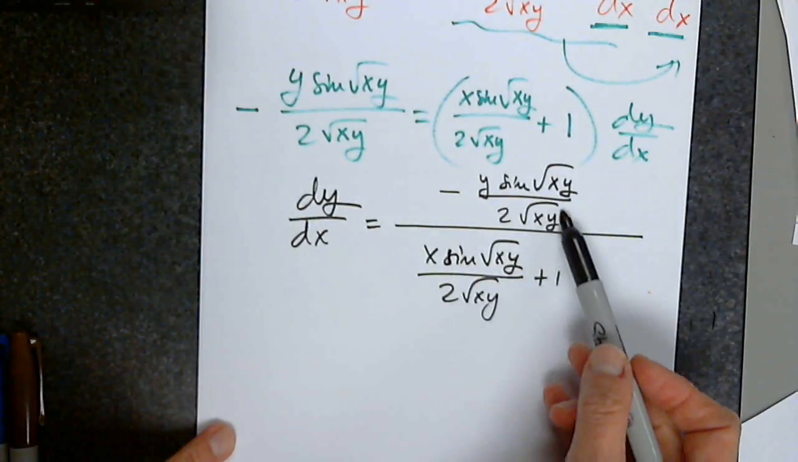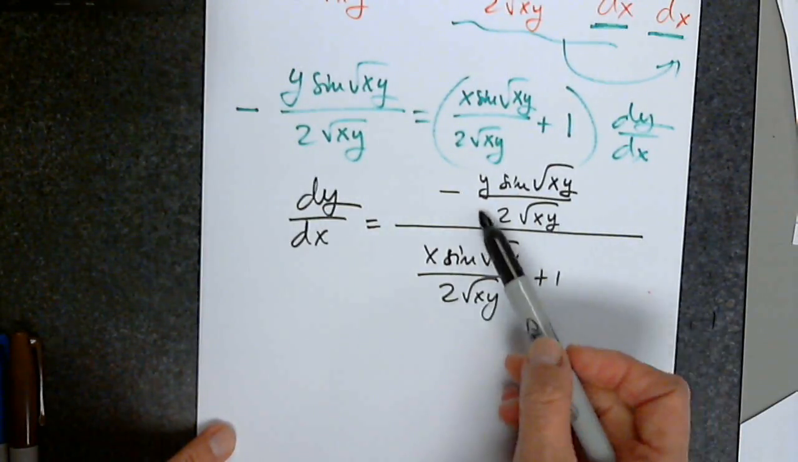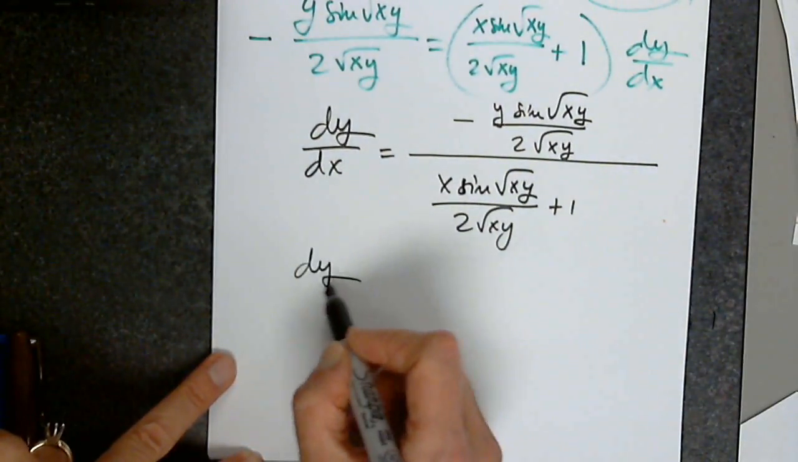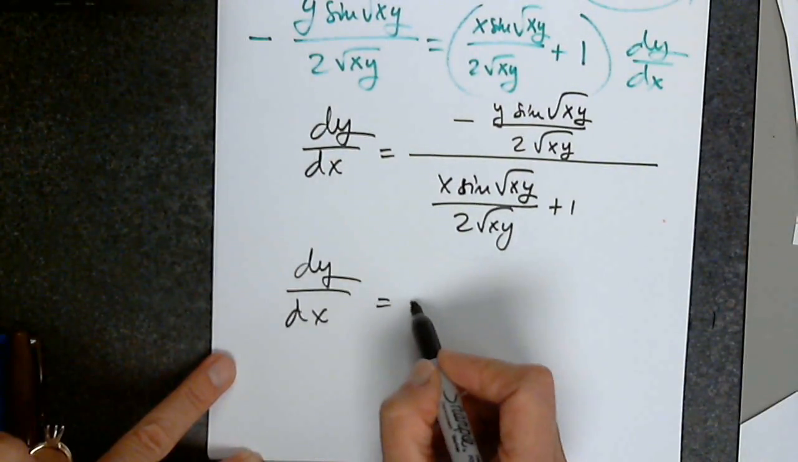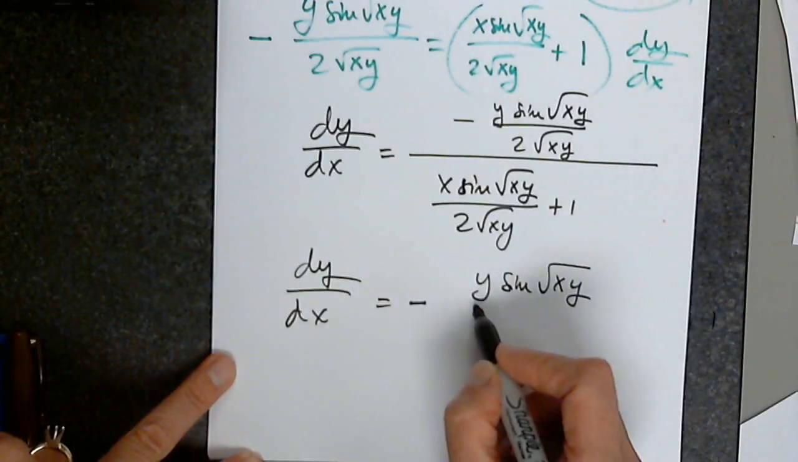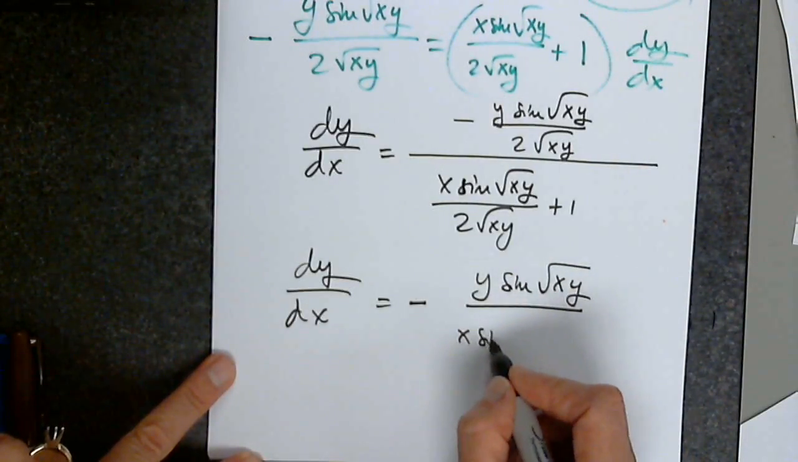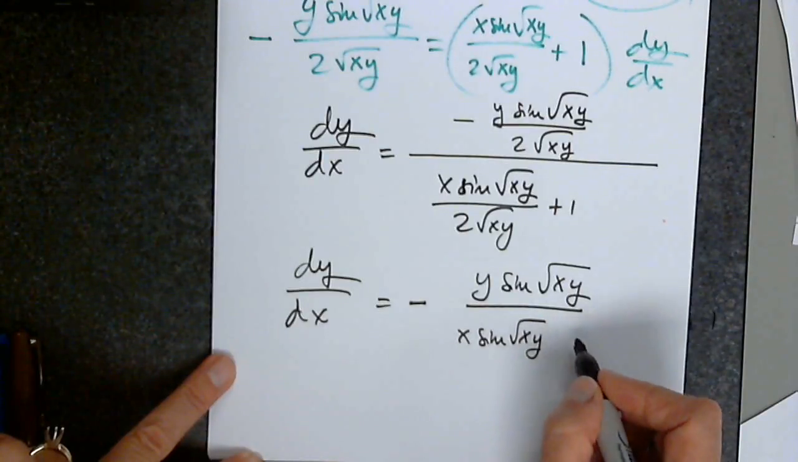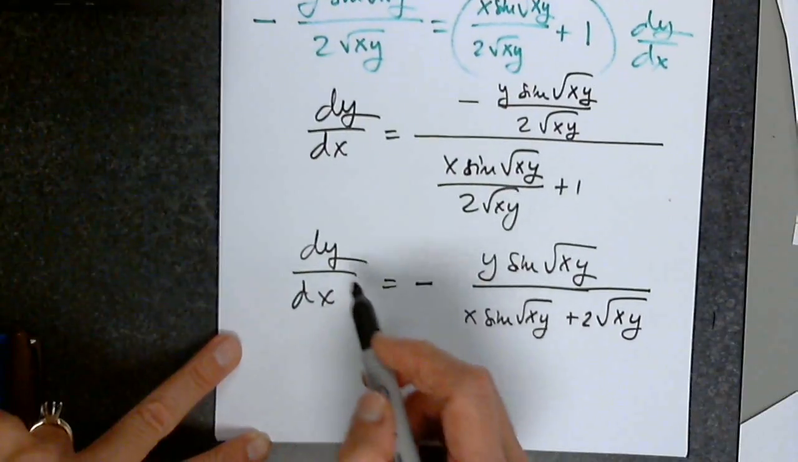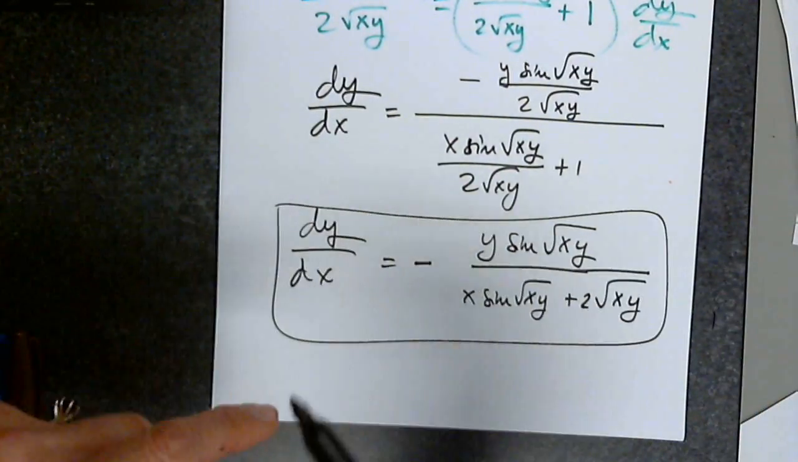I will find the least common denominator because I see they are the same and get rid of the denominator. So finally I have dy over dx equals negative y sine the square root of xy over x sine the square root of xy plus 2 the square root of xy. And we cannot further simplify this. This is it.